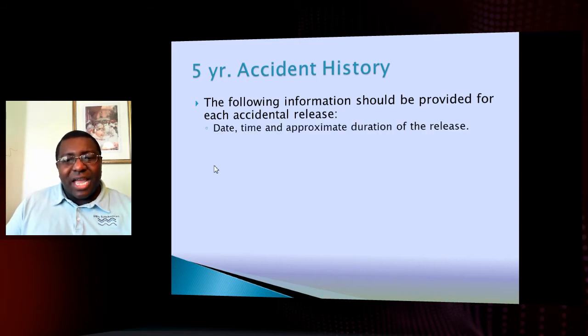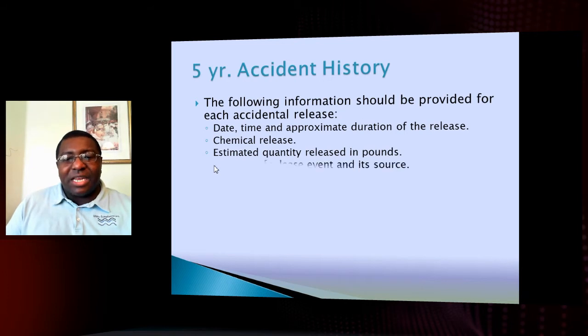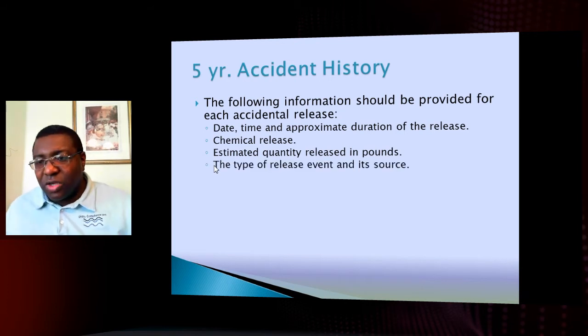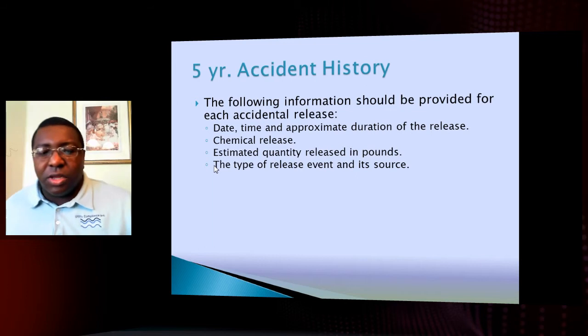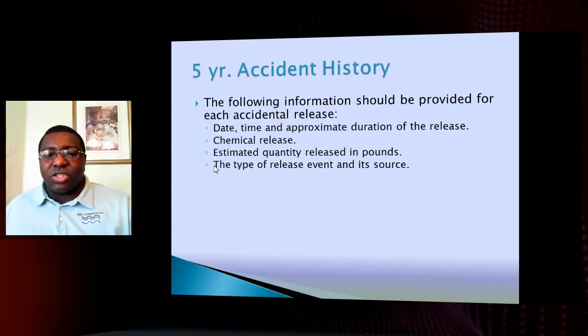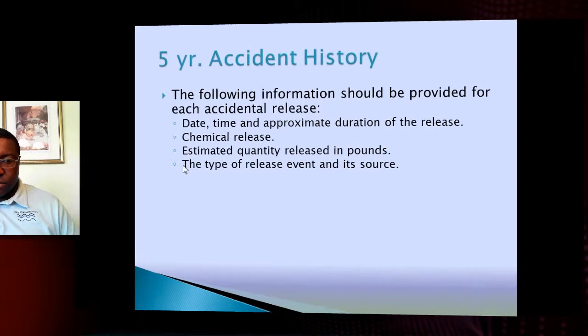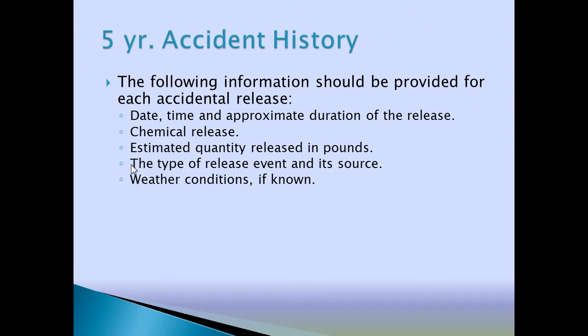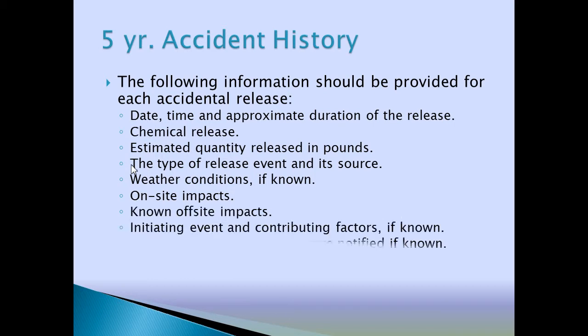You have to have the date and time, how long the release was, the chemical that was released, chlorine, anhydrous ammonia, whatever that is, has to be in that plan. Your estimated quantity of the release in pounds, so you're looking for a mass quantity, and then the type of release event and its source. Also, whatever the weather conditions were at that time, if known. Impacts, on-site, off-site impact. What happened to the effect.